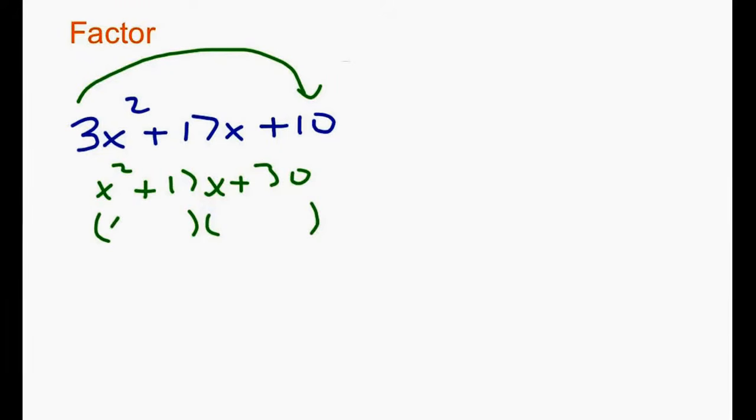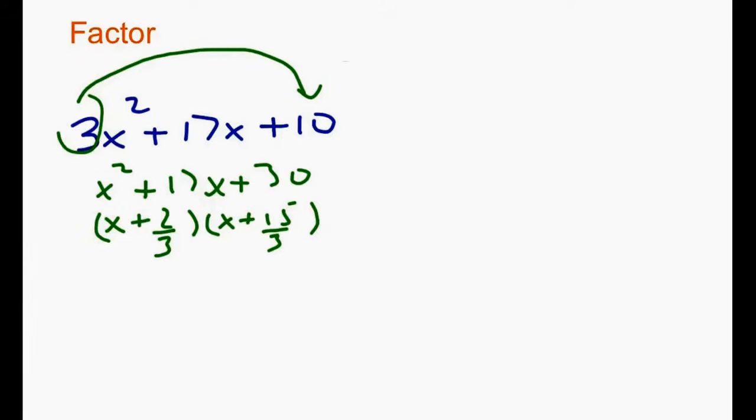Okay, so we have x and x. Two numbers that multiply equal 30, add equals 17. So that would be positive 2, positive 15. Right, now we take that number that we slid over to the 10, this 3 here, and we put it in the denominator, right there.